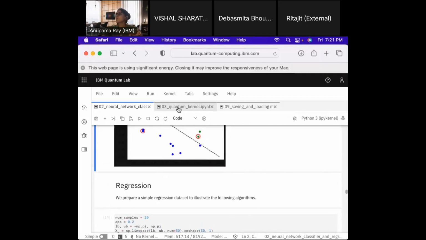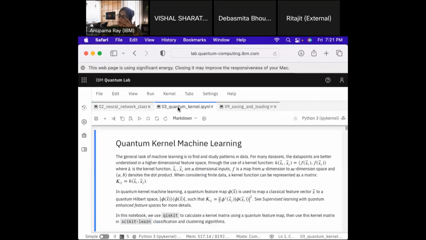Okay, so now we're going to look at a quantum kernel implementation. So any questions pertaining to VQC, it's a good time to take now.